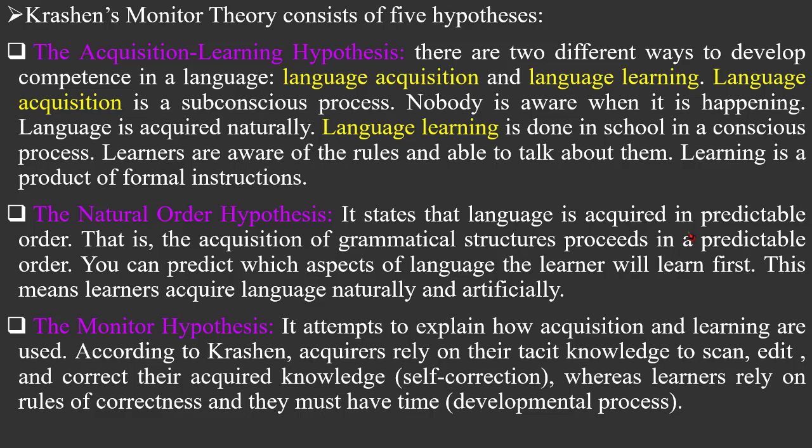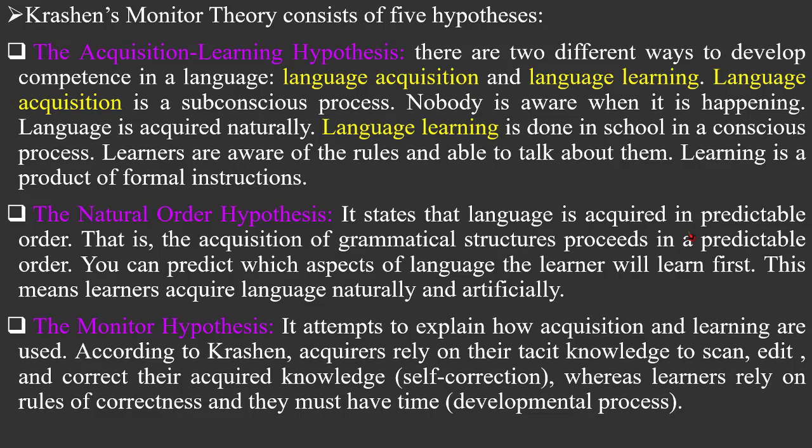So the third hypothesis is the monitor hypothesis. This hypothesis basically attempts to explain how acquisition and learning are used. According to Krashen, acquirers rely on their tacit knowledge to scan, edit, and correct their acquired knowledge, which is self-correction, whereas learners rely on rules of correctness and they must have time.